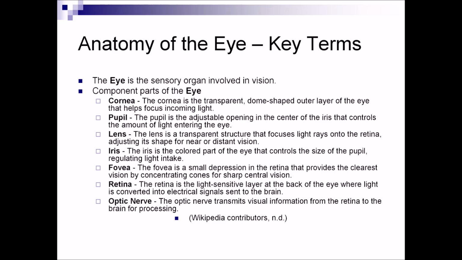The fovea is a small depression in the retina that provides the clearest vision by concentrating cones for sharp central vision. The retina is the light-sensitive layer at the back of the eye where light is converted into electrical signals sent to the brain. The optic nerve transmits visual information from the retina to the brain for processing. This is credit for the Wikipedia article on the human eye, which will be referenced at the end.